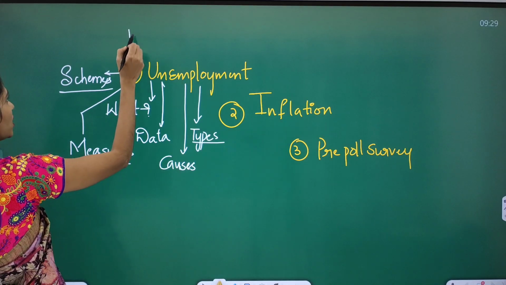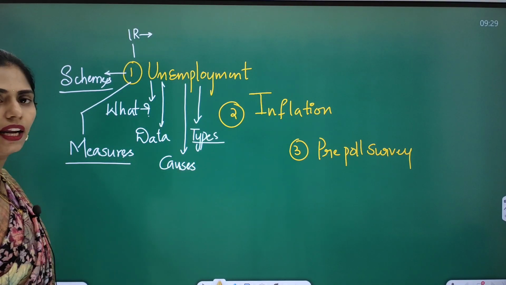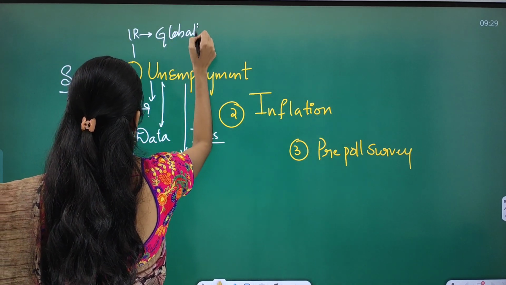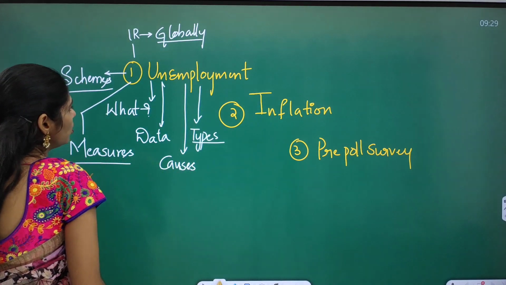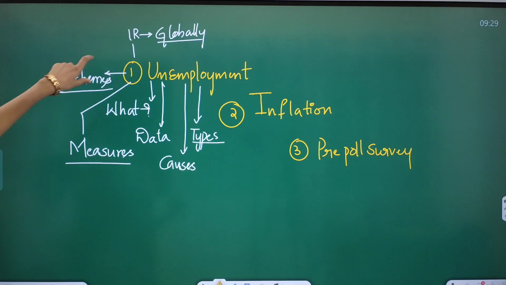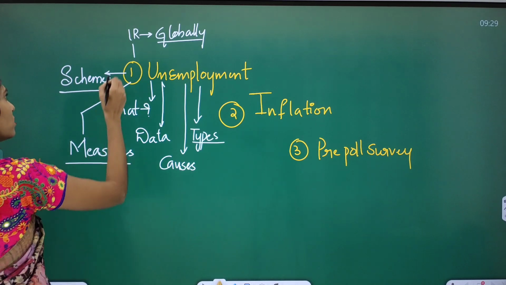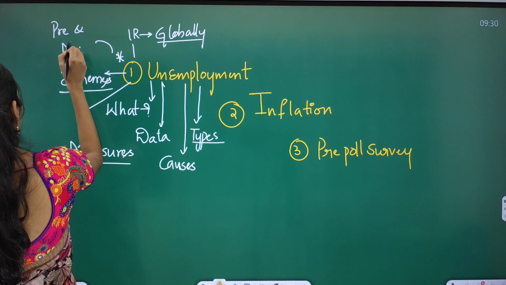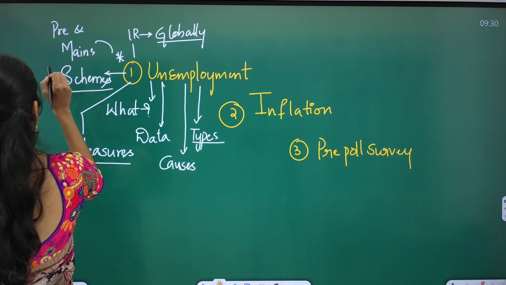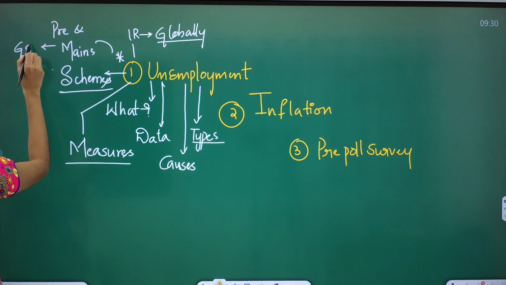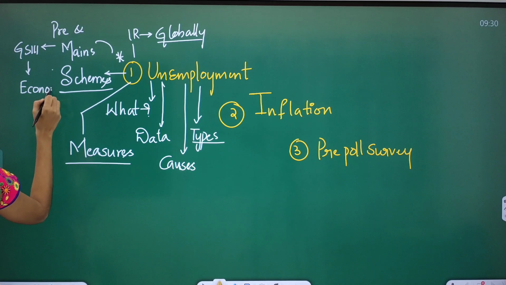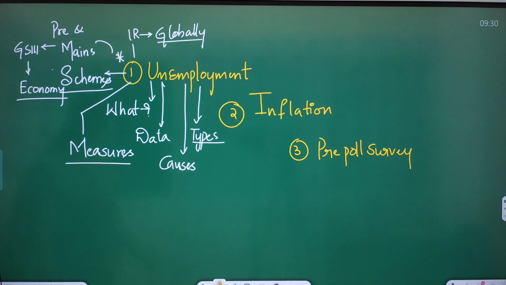From an international relations point of view, you have to see the unemployment rate globally. These are all the dimensions of unemployment, and it is a very important topic for both prelims and mains, from GS Paper 3, that is, economy. This is from only one topic's point of view.